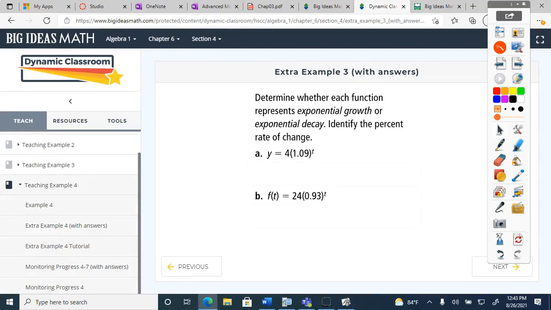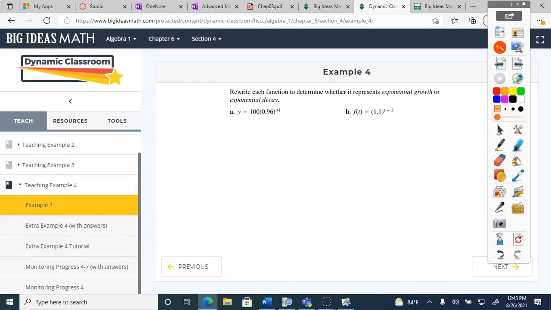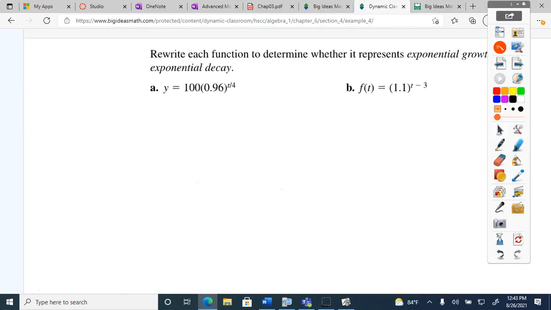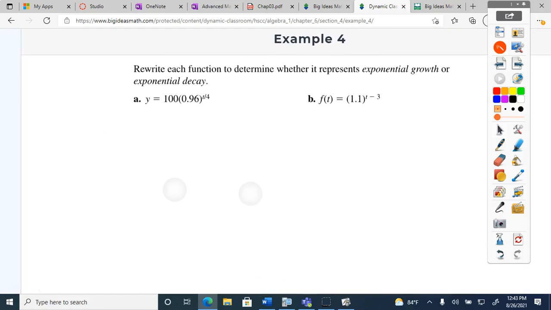Oh, I see it now. Example 4. You do the one with answers. A little harder. Okay? These are a little harder. There's a fraction out there. So we can't look at this number yet because we don't have just t on the outside. So watch what I'm doing carefully here. It says to rewrite it. So I'm going to rewrite this.